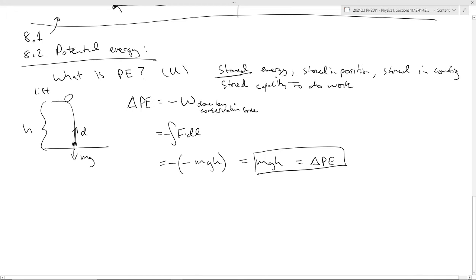This is our archetypal example of the connection between work and potential energy. If you have a conservative force, the negative work done by that force is equal to the change in potential energy. And this is the main definition, the main takeaway from section 8.2 in chapter 8.